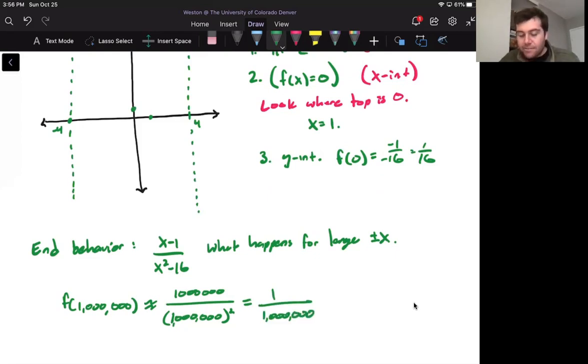We can see that that's actually kind of happening if we plug in any other big numbers. If we change these to 1,000,000,000, we'd have 1 over 1,000,000,000, which is even closer to 0. So we actually get that the end behavior goes to 0. I guess we should write it as we always have: g of x goes to 0 as x goes to plus or minus infinity.